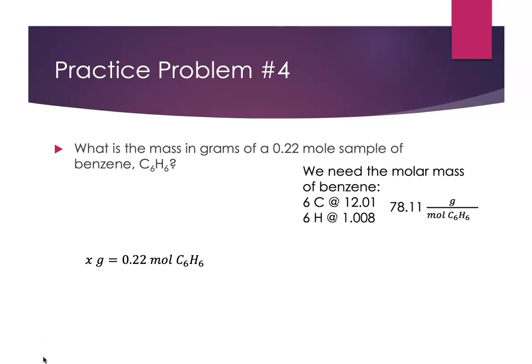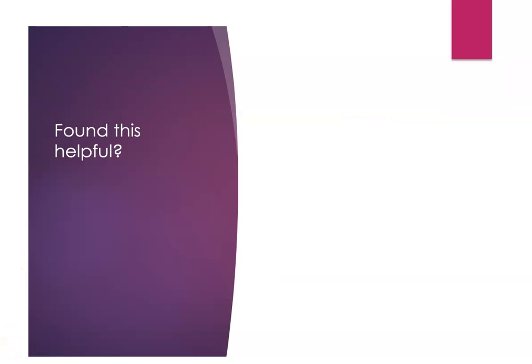Now, I'm solving for mass. I'm given moles. X grams equals 0.22 moles of benzene. And I need to multiply by the molar mass. I've got it set up so that the unit moles of C6H6 cancels. I'm left with an answer that will be in grams for my units. And I've got less than a mole, so I'm expecting an answer that's quite a bit less than 78.11. I get an answer of 17 grams. Yeah, that makes sense.